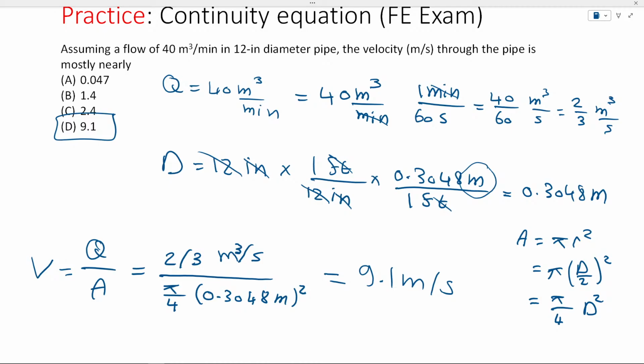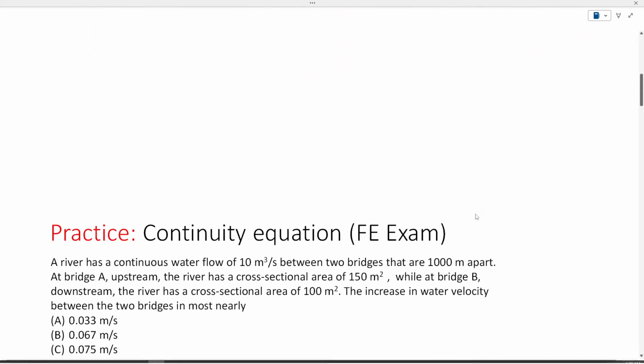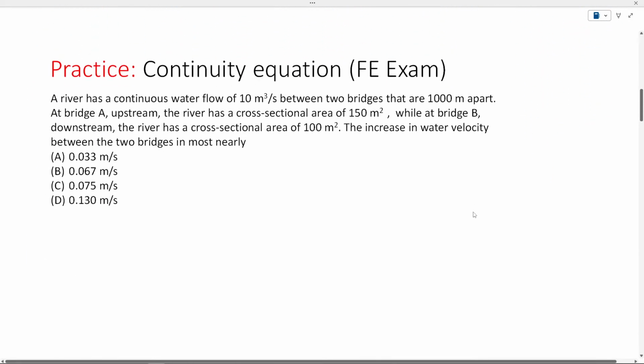Okay, let's move to the next one. What I want you to know with this problem is to read the problem carefully and understand it, and not get confused by it. Just understand exactly what the problem is telling you, understand the continuity equation, and then it should be okay. In the FE exam, it's a little bit tricky if you don't understand the problem.